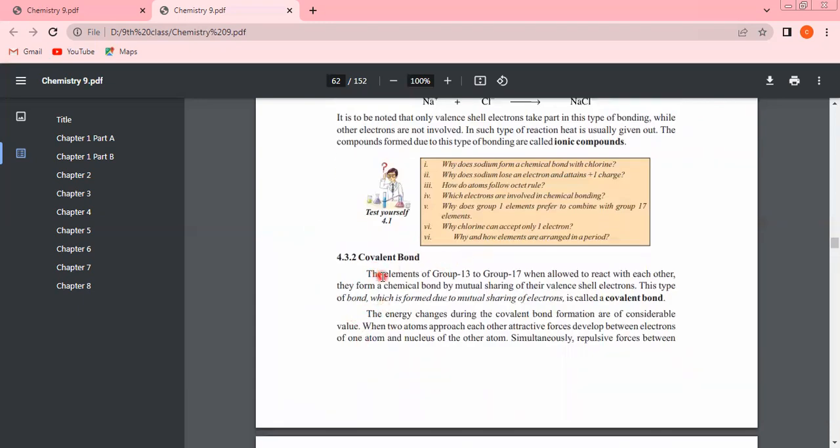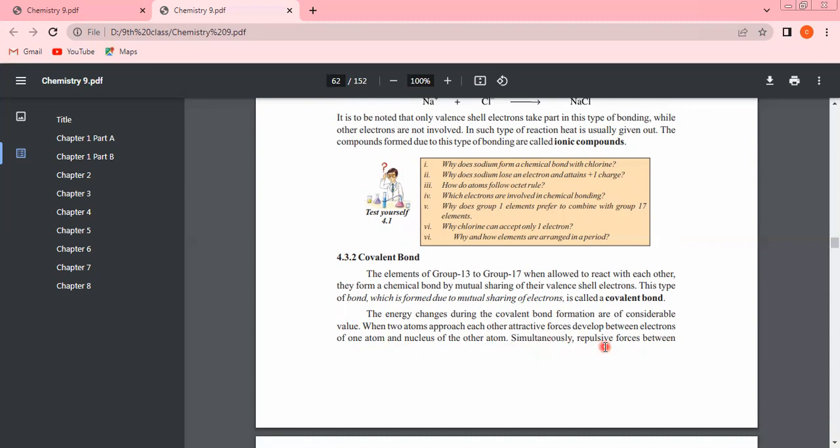Covalent bond. The elements of group 13 to group 17, when allowed to react with each other, form a chemical bond by mutual sharing of their valence shell electrons. This type of bond, which is formed due to mutual sharing of electrons, is called a covalent bond. The energy changes during covalent bond formation are of considerable value. When two atoms approach each other, attractive forces develop between electrons of one atom and the nucleus of the other atom.